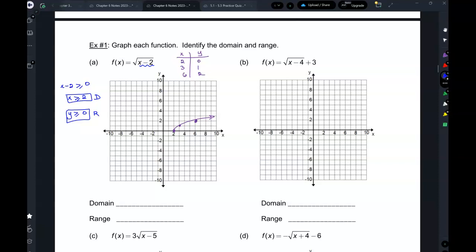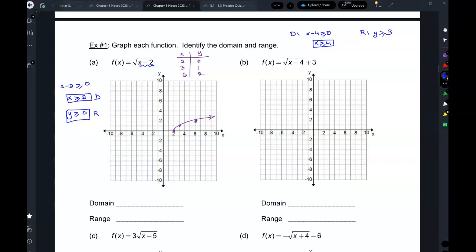Let's do domain and range first. Domain: we take x minus 4 and say it has to be greater than or equal to 0. So x is greater than or equal to 4. Now, the range. Is there a vertical shift here? 3. So this is going to start at 3. Now we have to decide, once it starts at 3, is it going to go upward or downward? How do you know? Because it's positive in front of the root. So y is greater than or equal to 3.